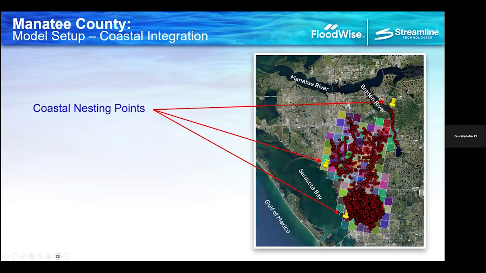In this case, we set up 3 different coastal nesting points, or 3 hookup points with the NOAA coastal forecast system. This is where Whitaker Bayou comes into Sarasota Bay. This is where Bowleys Creek comes into Sarasota Bay. And this is where the Pierce Drain, Gap Creek goes into the Braden River and then hooks up to the coastal system here.